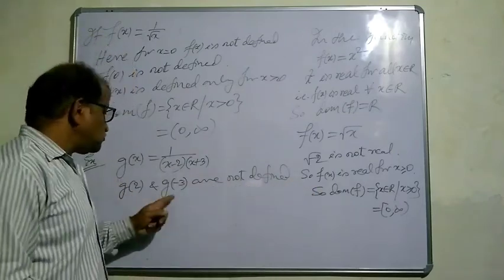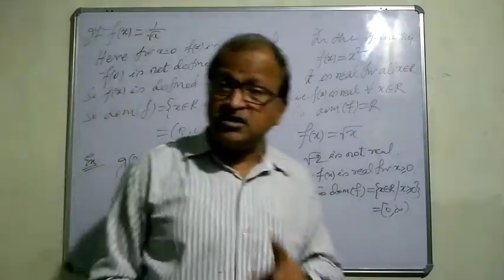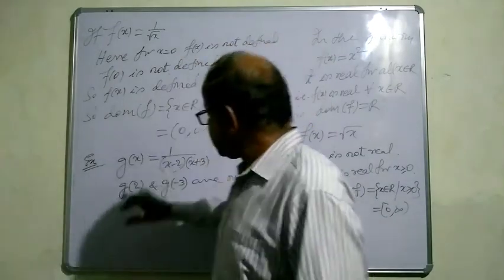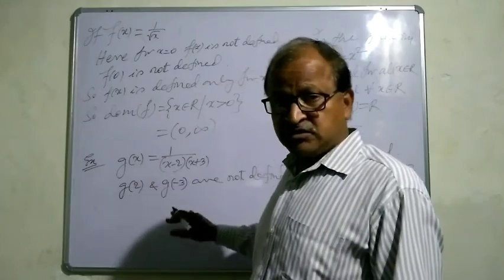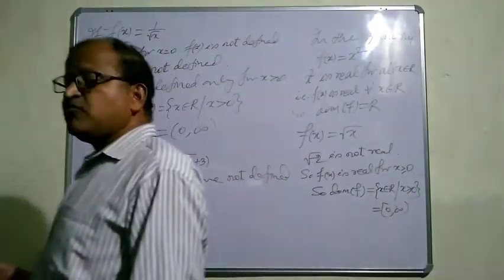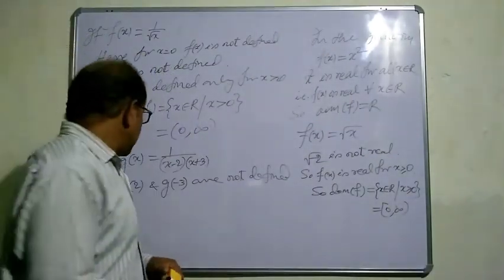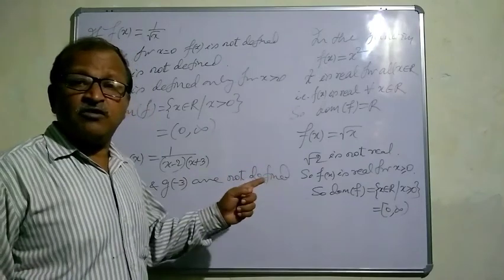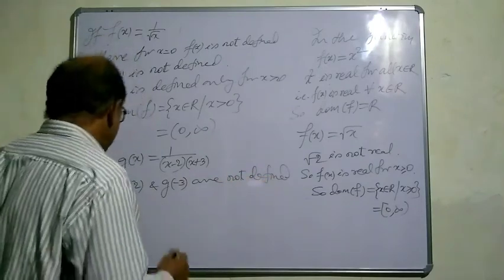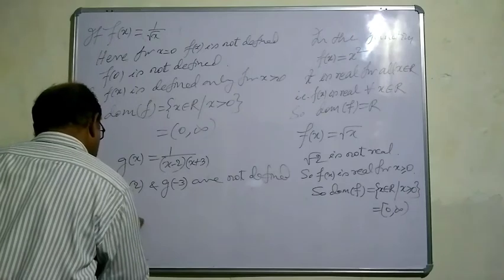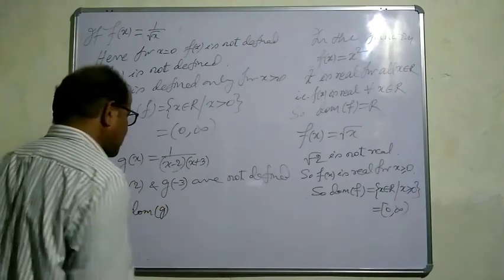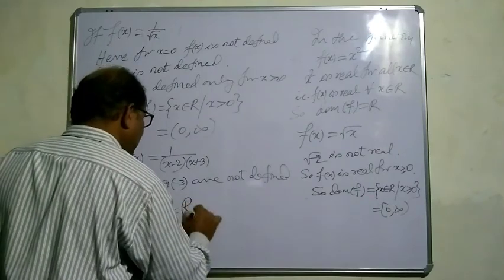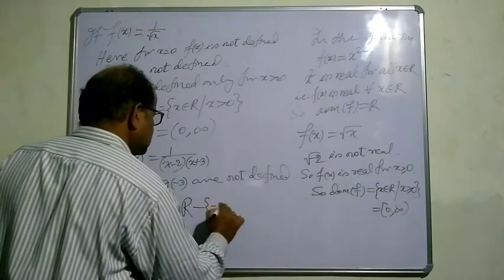So these 2 points are not in the domain of the function, except x is equal to 2 or x is equal to minus 3. If you give any real value to x, you will get the corresponding value of y. So what is the domain of G? The domain of G, the natural domain or maximal domain, is equal to R minus these two points.